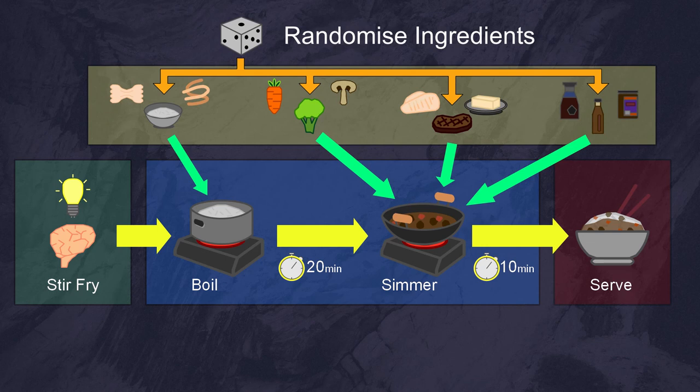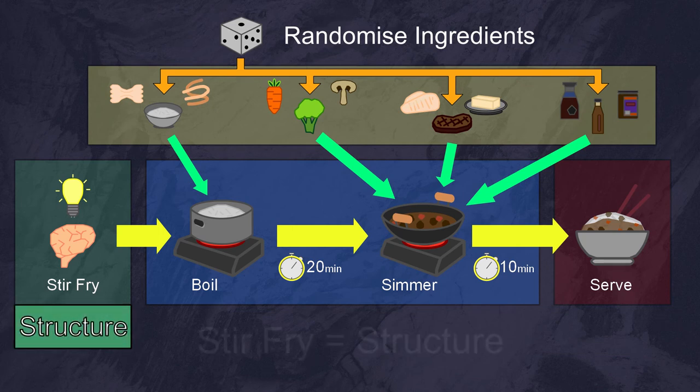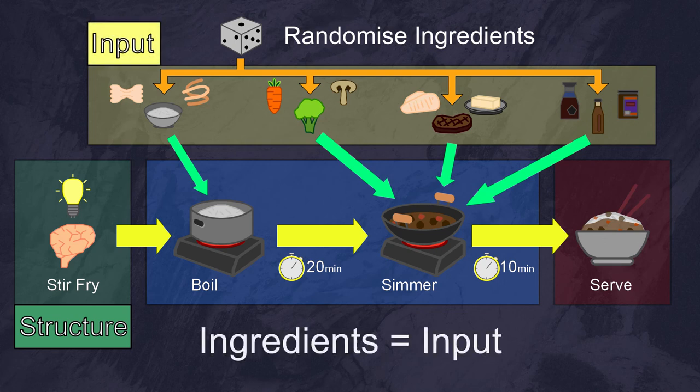So how do we get all of this to make sense to a computer? First, we need to break everything up. So let's use the concept as the stir fry to define the structure. Let's use the ingredients as a way to define the inputs.